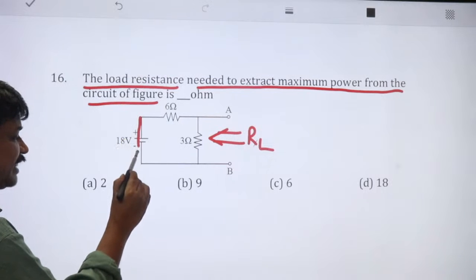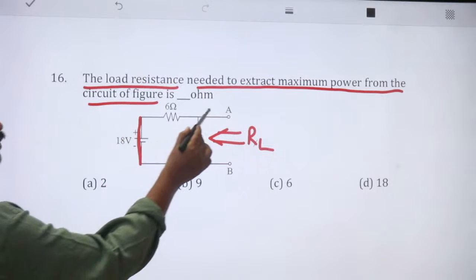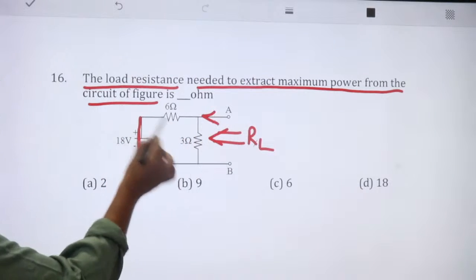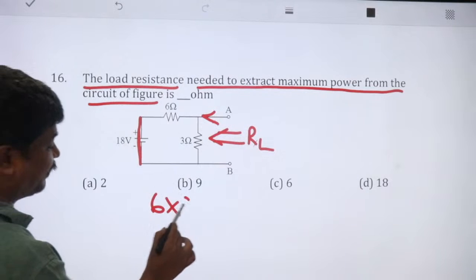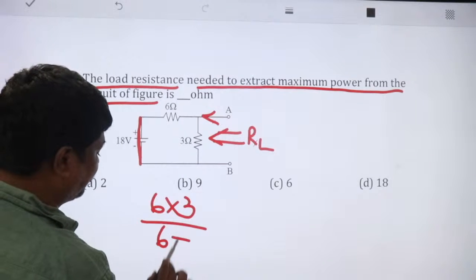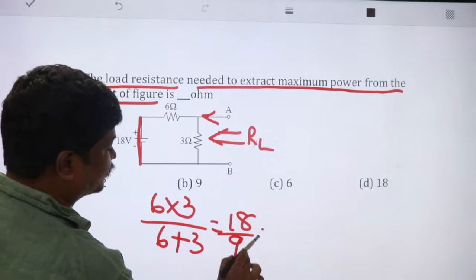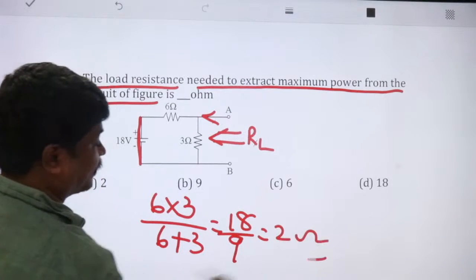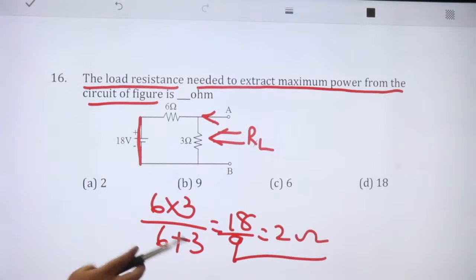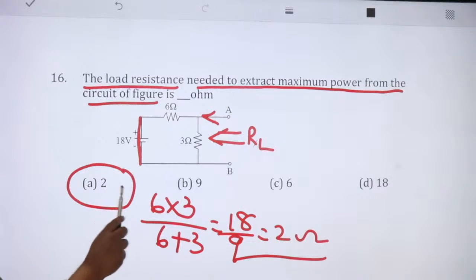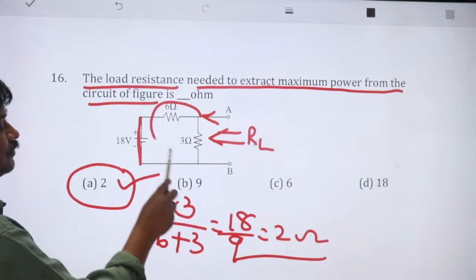You can make a short circuit like this. How are these two connected? They are in parallel. 6 into 3 by 6 plus 3. 18 by 9. That is equal to 2 ohms. Your load resistance also should be equal to 2 ohms. Internal resistance of this combination is 2 ohms.